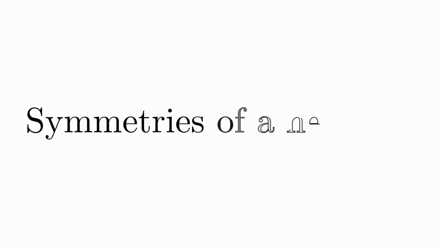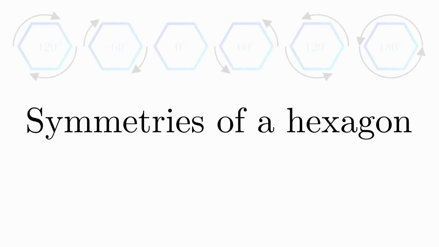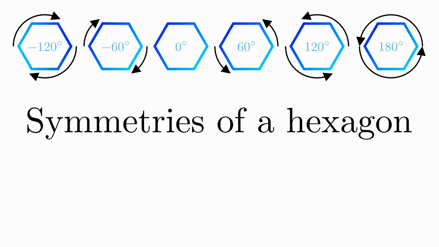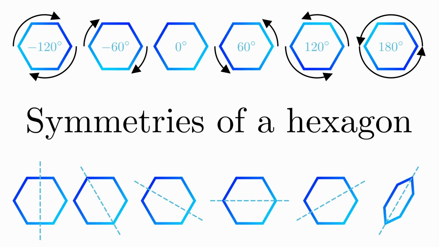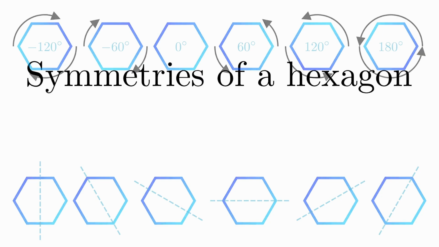Let's look at the symmetries of a hexagon. There are 6 rotational symmetries, one of which leaves the hexagon unchanged. Additionally, there are 6 reflectional symmetries. An important property of symmetries is that combining 2 of them always results in another symmetry.